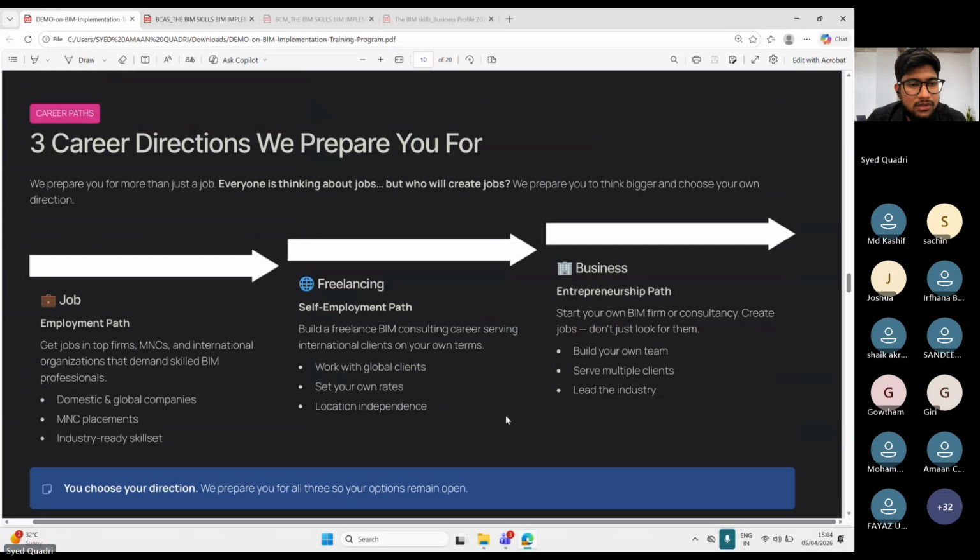As I said, this training is to transform your career in 3 ways. First thing, we are keeping options in front of you. We just want to build your mindset for job, freelancing, and business. Because we prepare you for more than just a job. Everyone is thinking about jobs, but who will create the job? This is a big question, especially in the AEC sector, right?